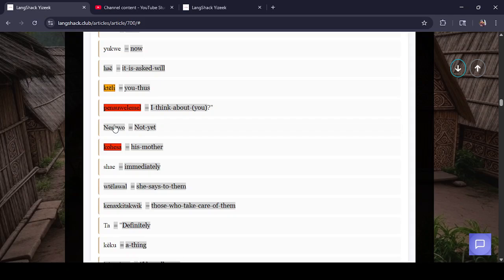And then this is supposed to be Nescol, not Nesqual. So I'm not going to leave that as well. She says to them, those who take care of them.